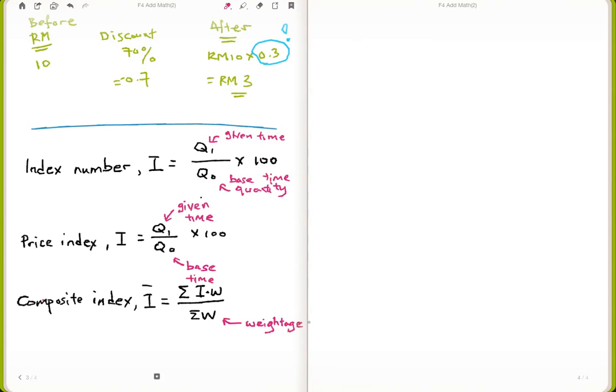Okay? That's all about it. You know these three equations. You are quite fit. You'll be able to answer those past year questions already. You might not believe it. Trust me. Give me an example.